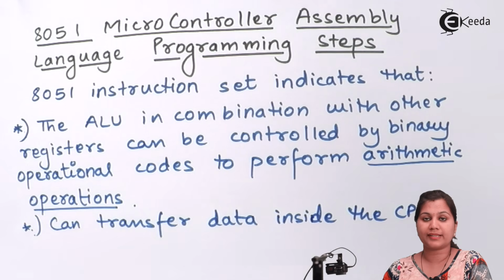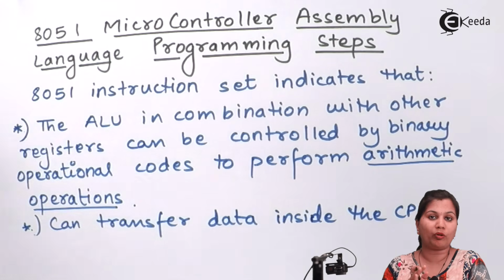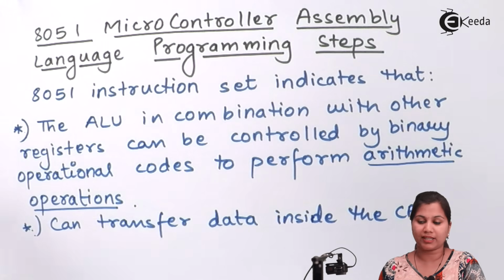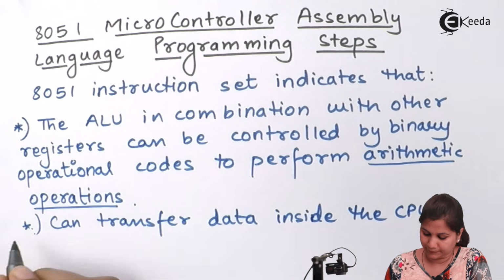the instructions can be used to transfer the data inside the CPU. Means inside the microcontroller we have various registers and we have the memory. So if we want to transfer the data from one memory location to another memory location, or from one register to another register, from one register to a memory location, the transfer of data can also be done with the help of these instructions.